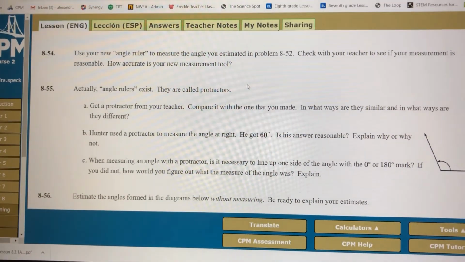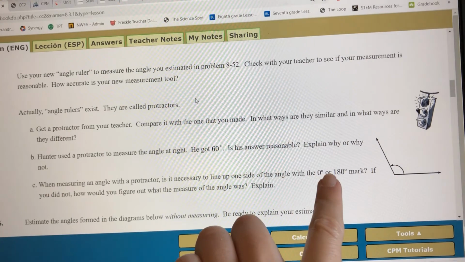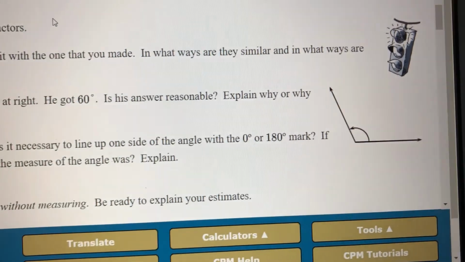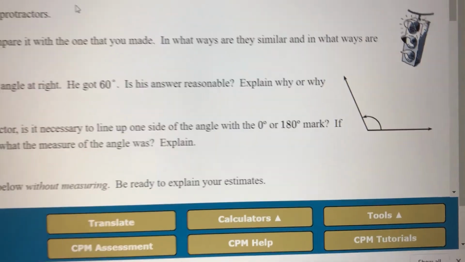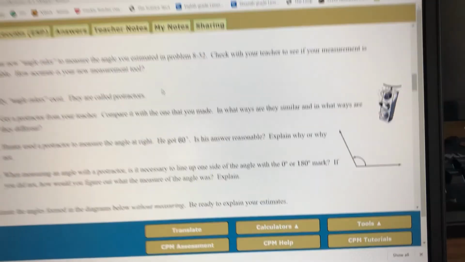And then part C says, when measuring an angle with a protractor, it's necessary to line up one side of the angle with the 0. Oh, is it necessary to line up one side of the angle with the 0 degree or 180 mark? If you did not, how would you figure out what the measure of the angle was? So let me go get my protractor and show what would happen here.